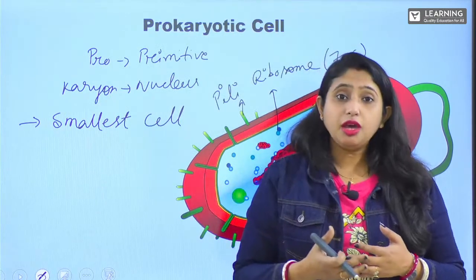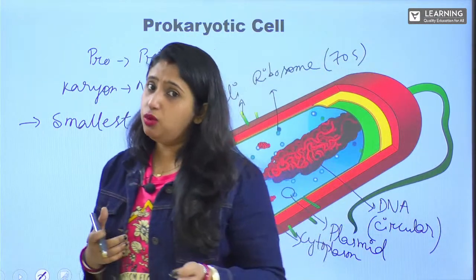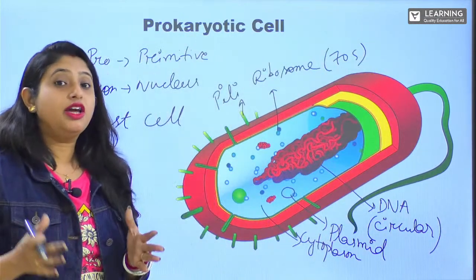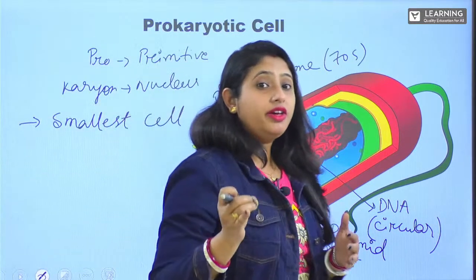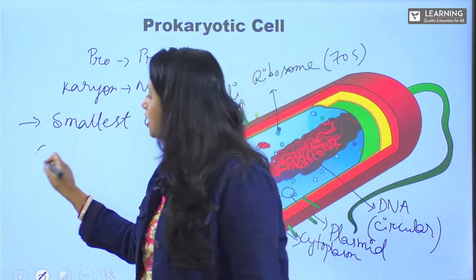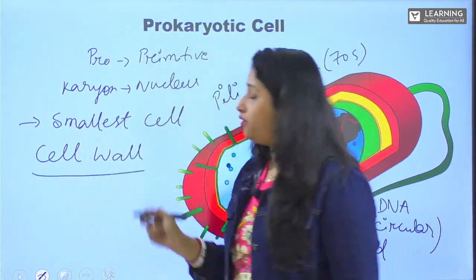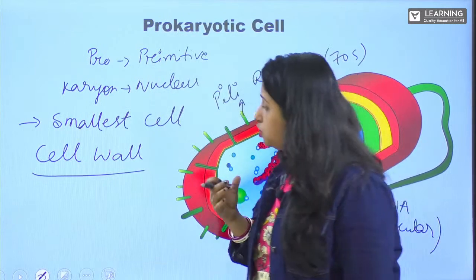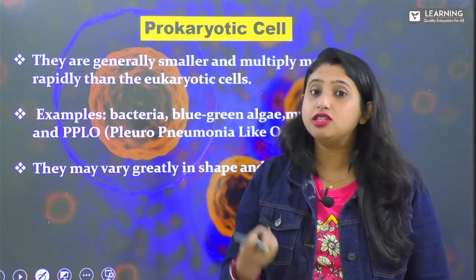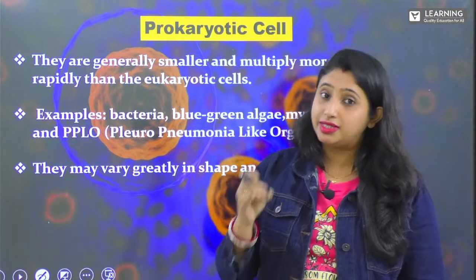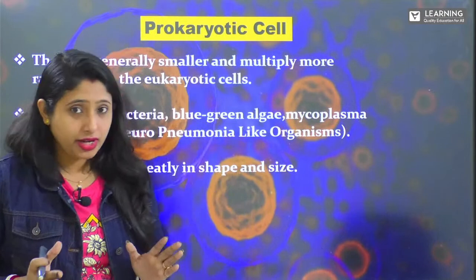Now, talking about the body of this bacteria, do they have a cell wall? Yes, the prokaryotes also have a cell wall. The cell wall is present in the prokaryotes. Next, let us learn the various characteristics of the prokaryotic cell. As you know, the prokaryotic cell is the smallest cell, right?